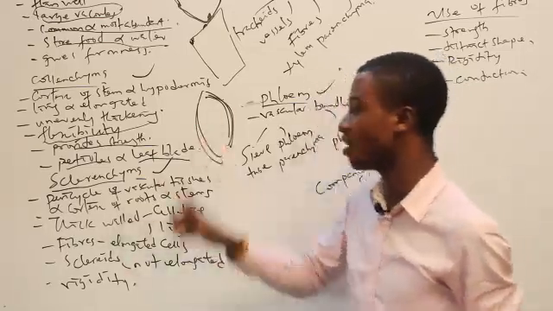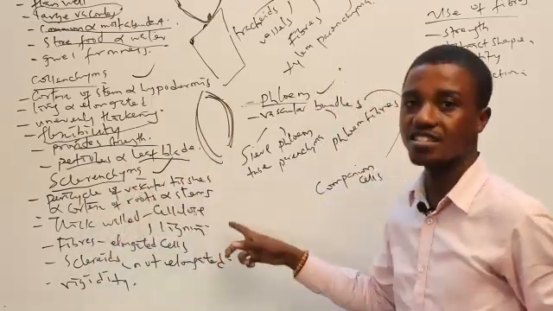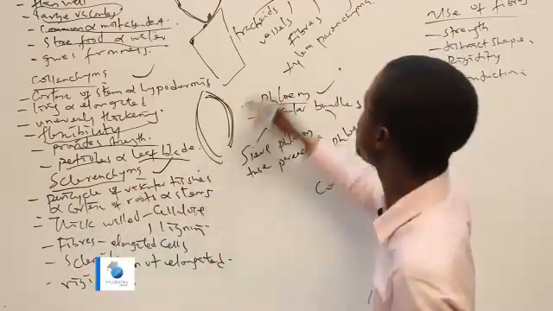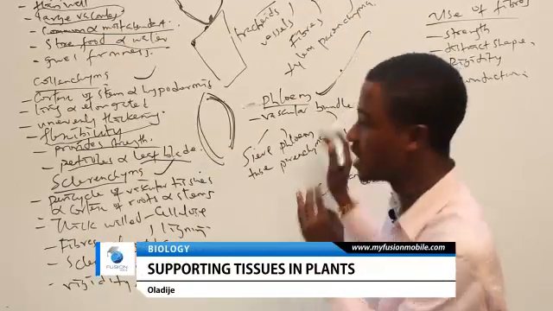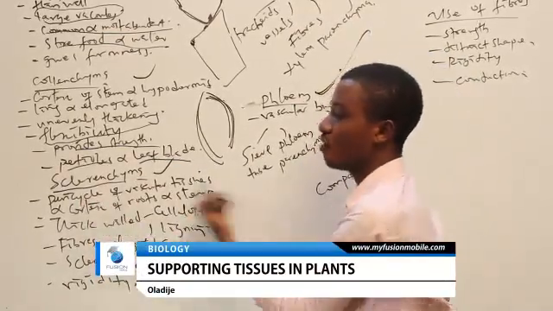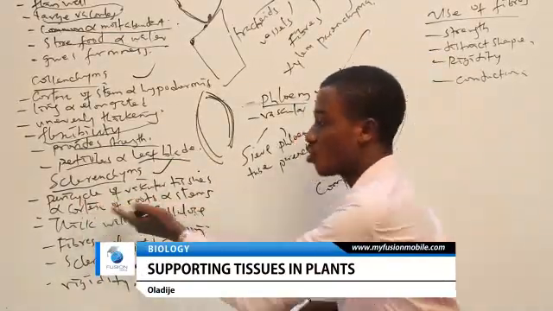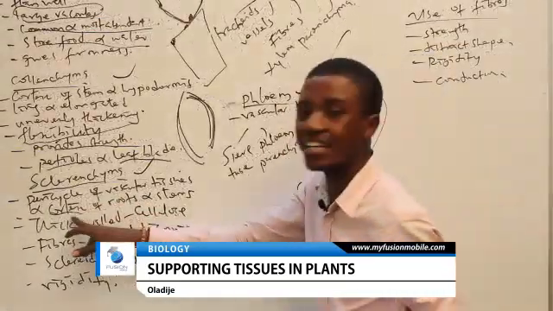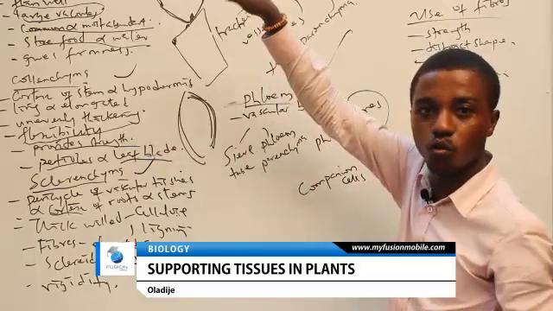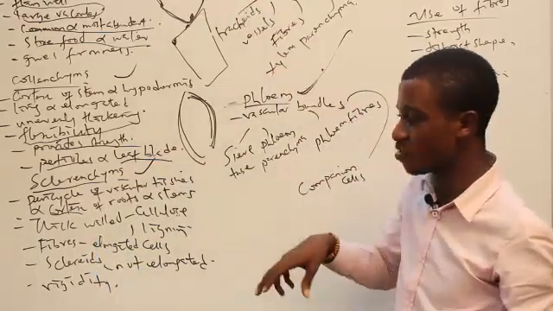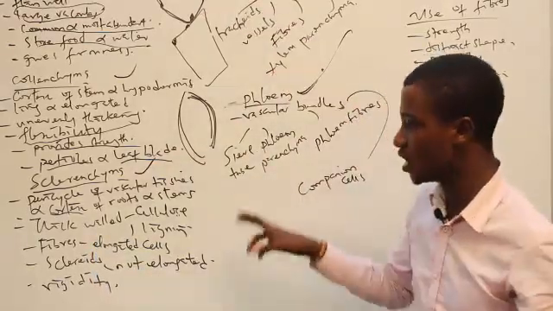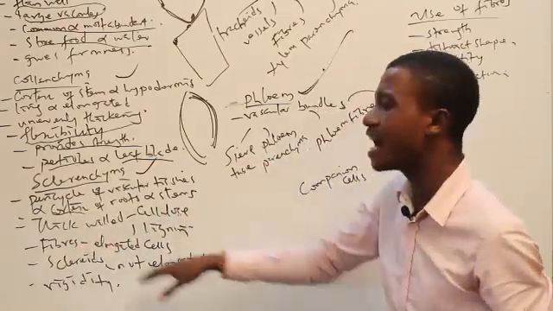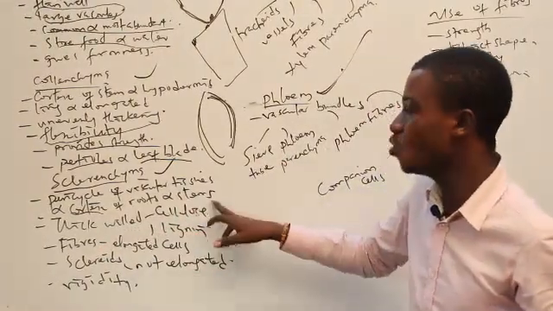The sclerenchyma is found in the pericycle of vascular tissues. What are vascular tissues? Vascular tissues are xylem and phloem. We'll still get there. They are also found in the cortex of root and stem. The cortex is found in between the epidermis, the outer covering, and the vascular tissue. They have thick walls, cellulose and lignin.